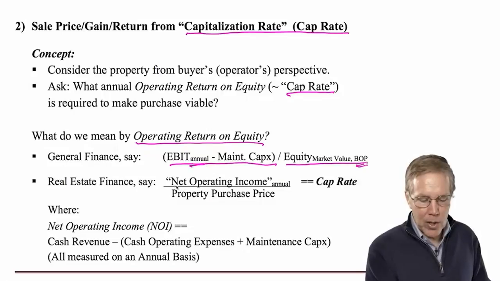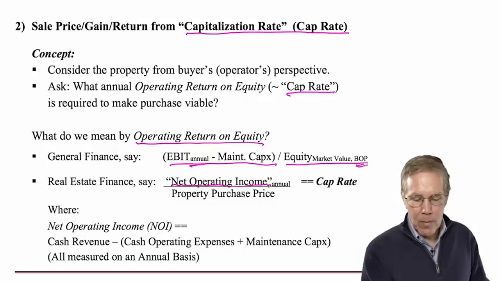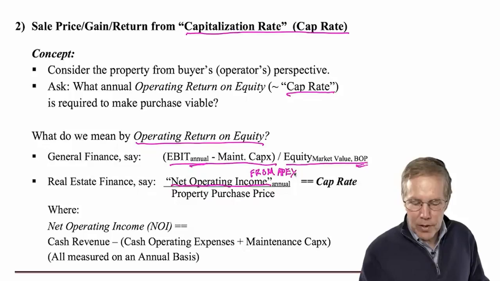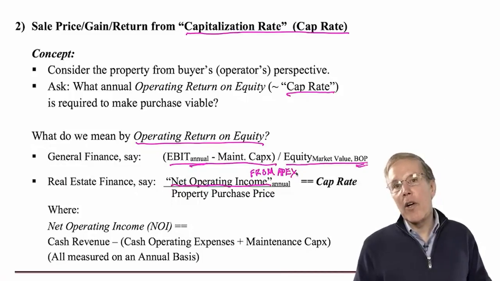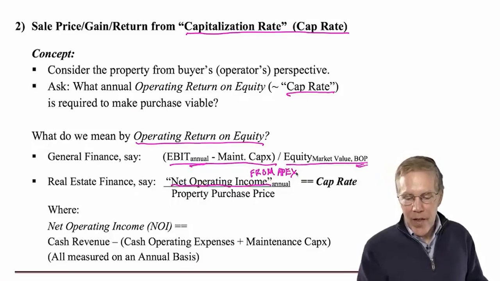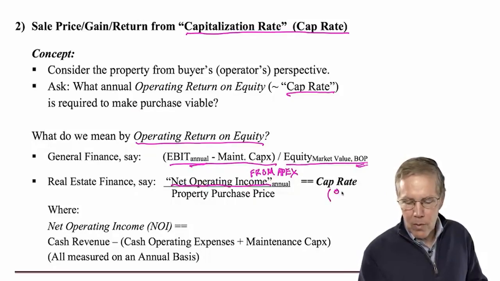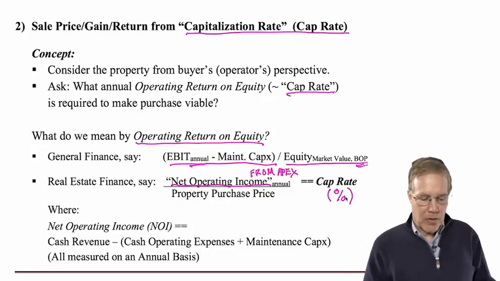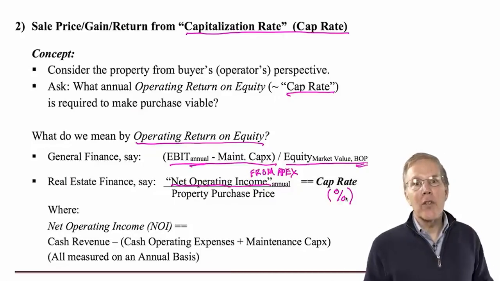So this is going to be our net operating income from the property, from Apex, in its first year of operations, divided by what we're going to pay for it. And that's called the cap rate. And cap rates are always measured in percent. We have dollars over dollars, so we measure this in percent. Now we have another term to define.